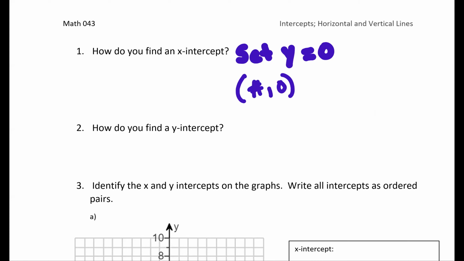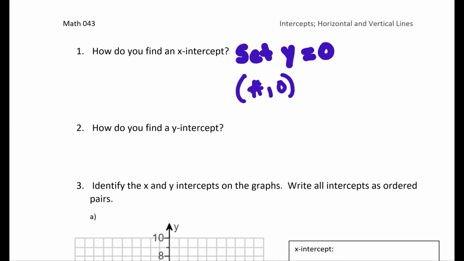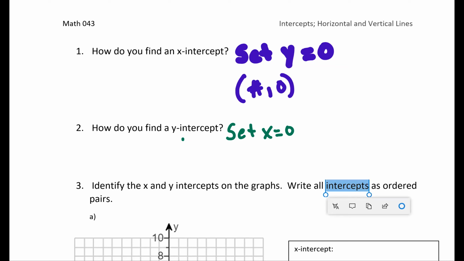How do you find a y-intercept? To find a y-intercept, we will set x equal to 0 because any point on the y-axis has an x value of 0.